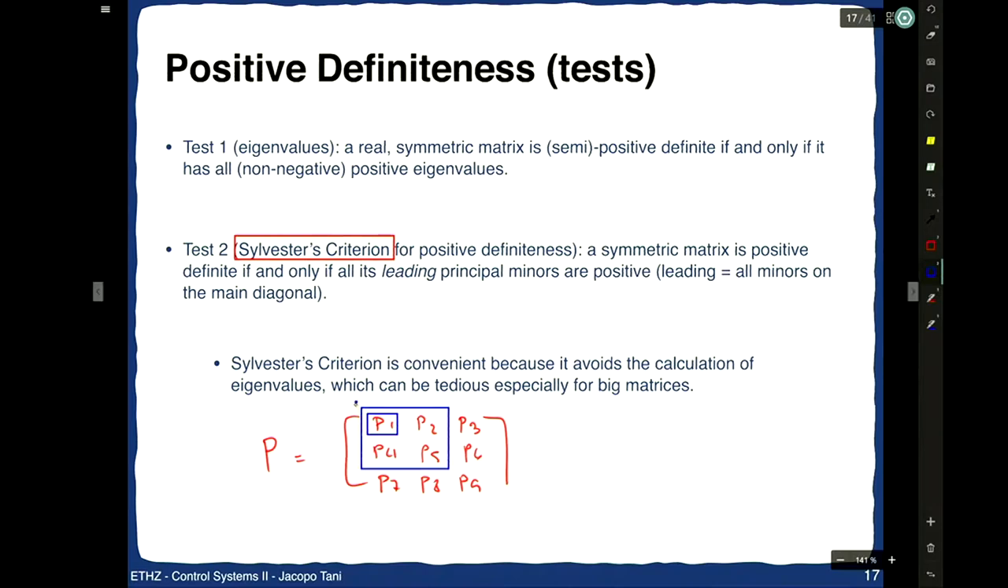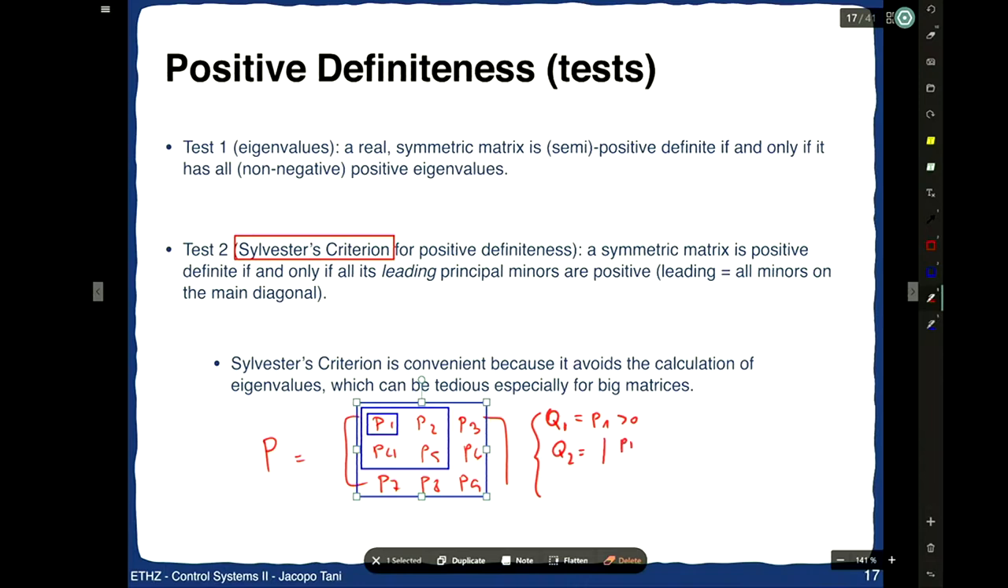So the Sylvester criterion says that all the different minors, Q1, which is equal to P1, has to be bigger than 0. Q2, which is equal to the determinant of P1, P2, P4, P5, has to be bigger than 0. Q3, which is the determinant of P, has to be bigger than 0, and so on. Okay? So this is a convenient test to evaluate if a matrix is positive definite without having to actually calculate the eigenvalues, because you just have to calculate the determinants of the leading principal minors.